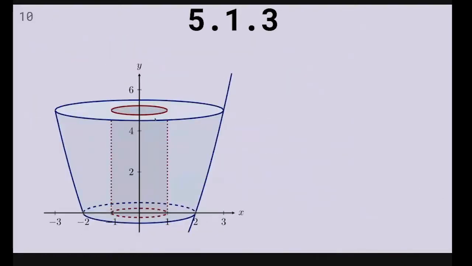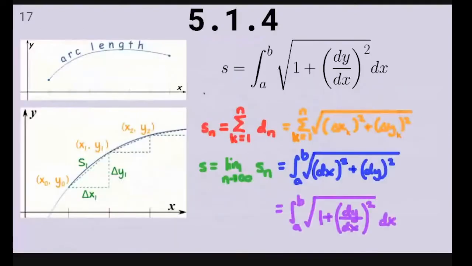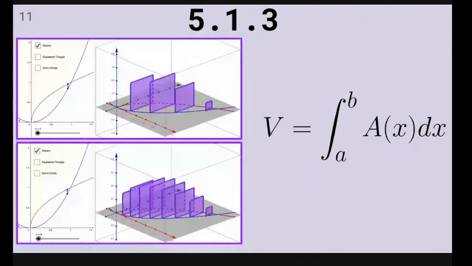So I'm going to kind of skip over real quick to just go to what the other thing we went over was, arc length. And that's just adding up all the infinitesimally small distances along the curve from A to B, and you get arc length. The new stuff is all about volumes.